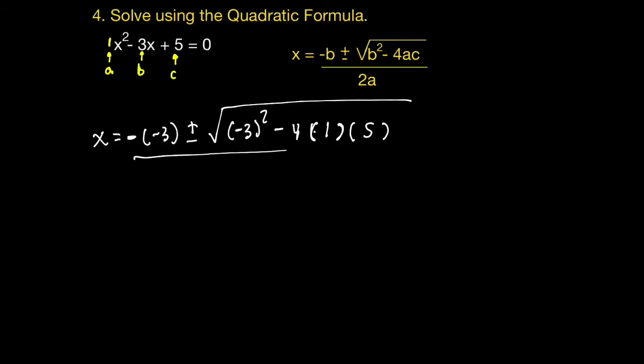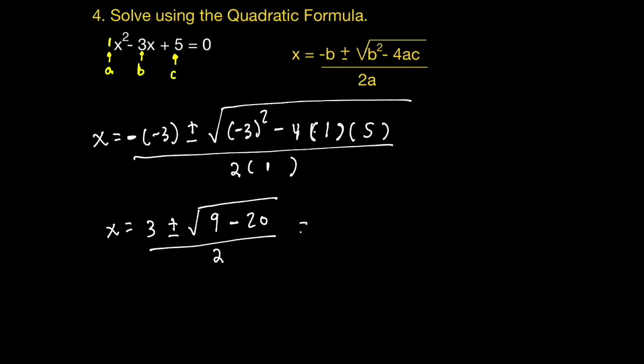We're going to divide all of this by 2 multiplied by a, and reminder that the a value for this example is going to be 1. Simplifying this, negative, negative, make positive, so we get a positive 3 plus or minus the square root of negative 3 squared, which is going to be 9. And then we're going to subtract 4 multiplied by 1, which is 4, and then 4 multiplied by 5, that's 20. And on the denominator, 2 times 1 is 2.